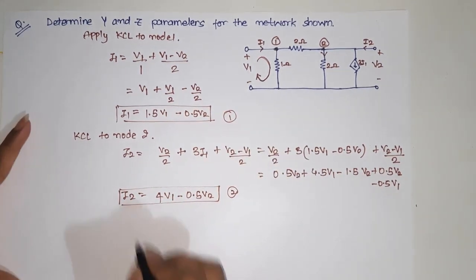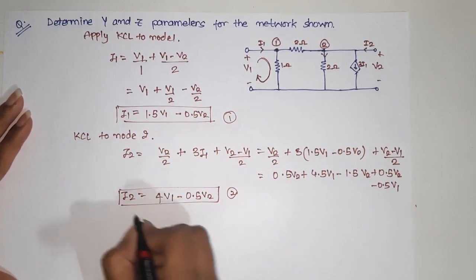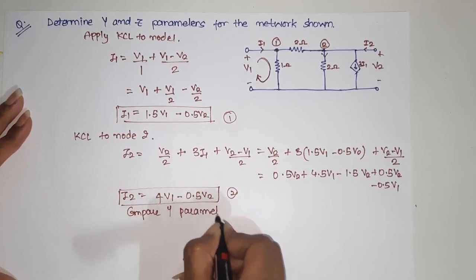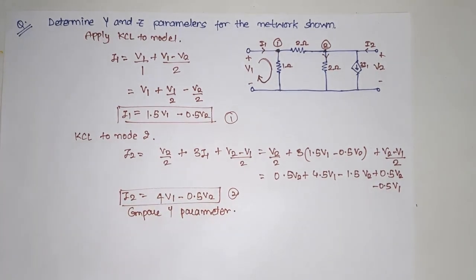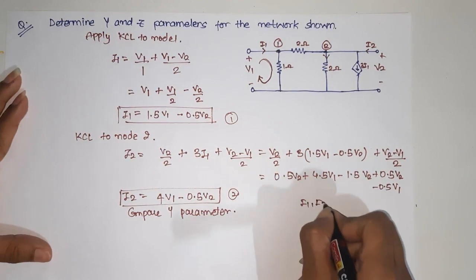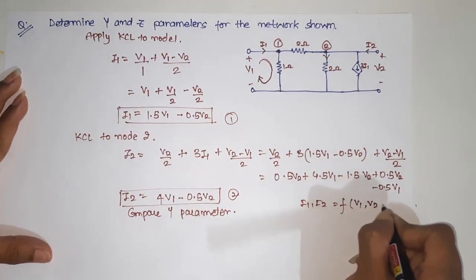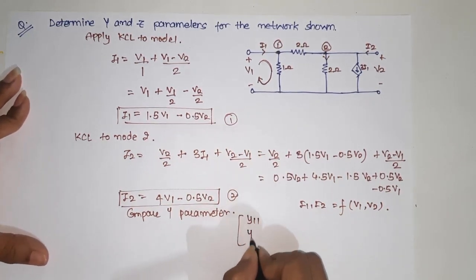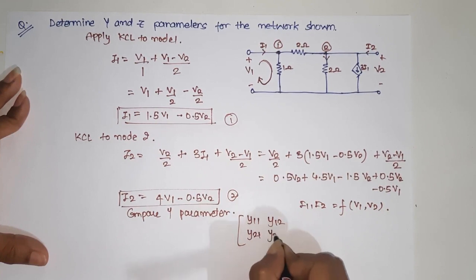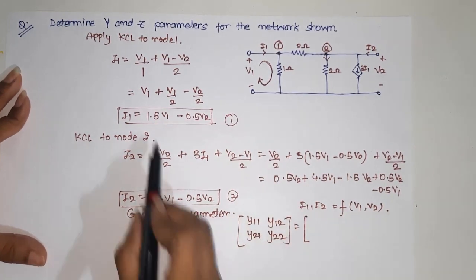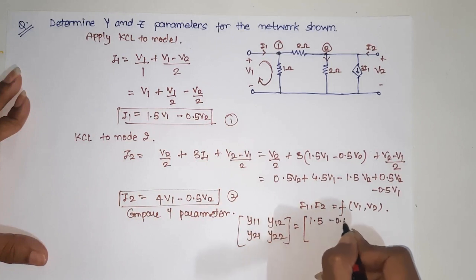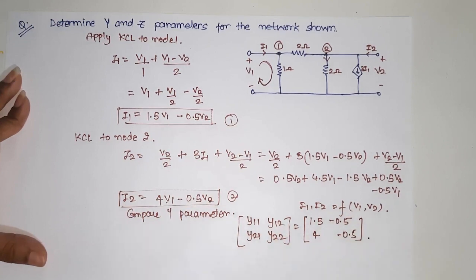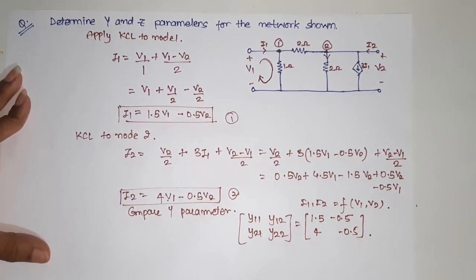Now what we'll be doing is we'll compare this equation with our y parameter, right? As we have already studied, what is the function of y parameter? That is I1, I2 is a function of V1, V2. So as you can see in both the equations, we have received the same. So what we can write is y11, y12, y21, y22 is equal to, correct, the coefficients, that is 1.5 and minus 0.5 for V1, V2, and the coefficients 4 and minus 0.5. So this is the value for the y parameter that we get.